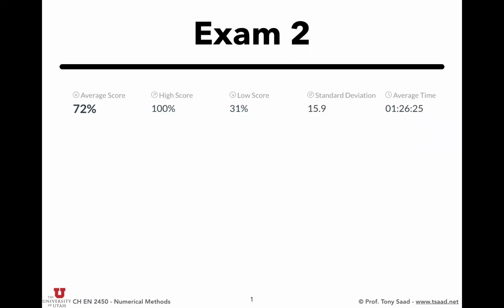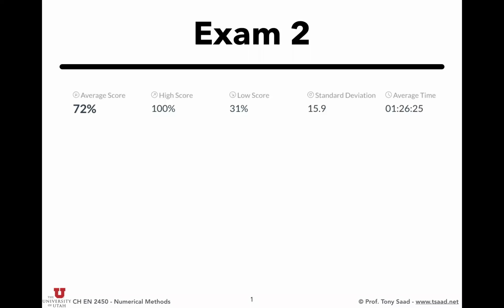Exam 2 in this class. However, I think you all did well. These are the stats for exam 2. The average was 72%. We had a few 100s, which was very good. The lowest score was 31.